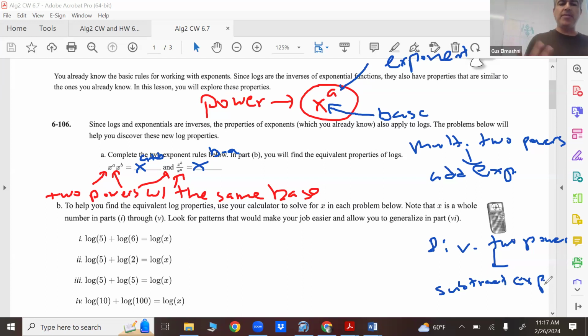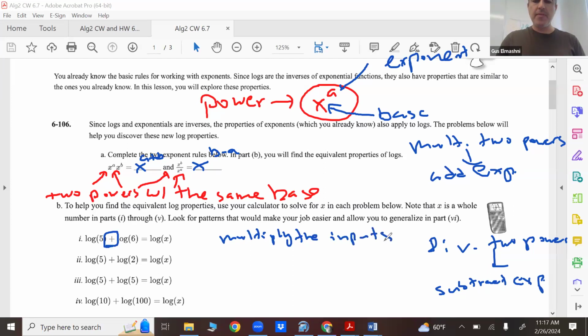Now we're going to do something very similar with logs. Very, very similar. And it's kind of the opposite in a way. So when you see a plus here, what this will mean is you're going to multiply the inputs. So you have a 5 and a 6. What's 5 times 6? It's 30, right?